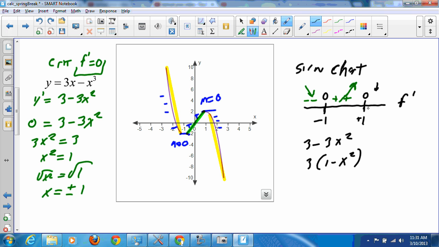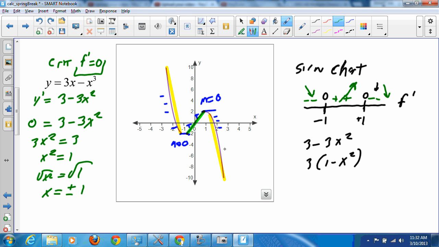Now, we go pick a number to the right of positive 1, say positive 2. 1 minus 2 squared is 1 minus 4, which is negative. And you can see that that's going to end up being negative all the way till you get to infinity. So this function continues to decrease continuously.